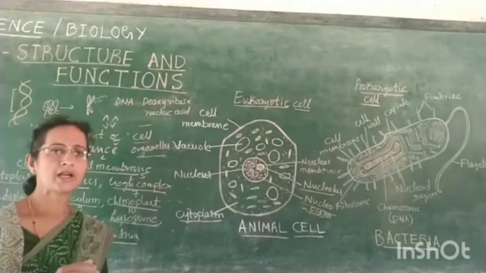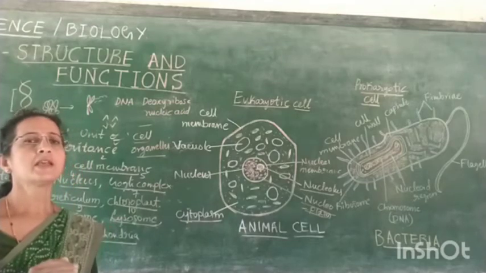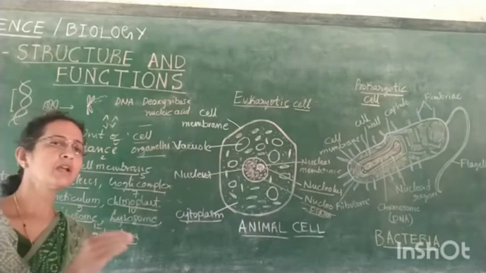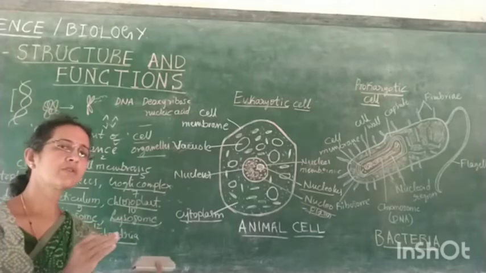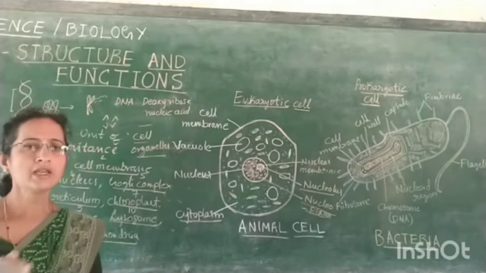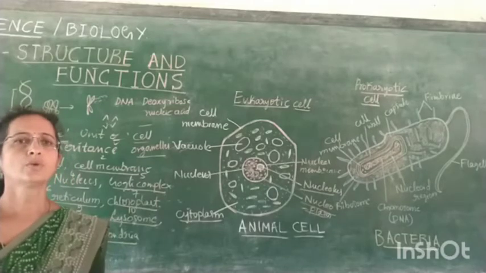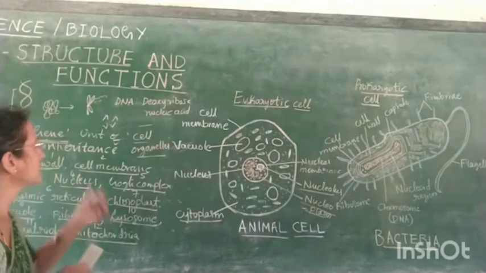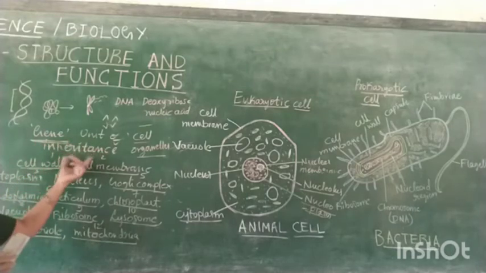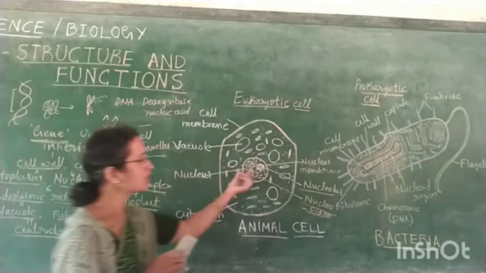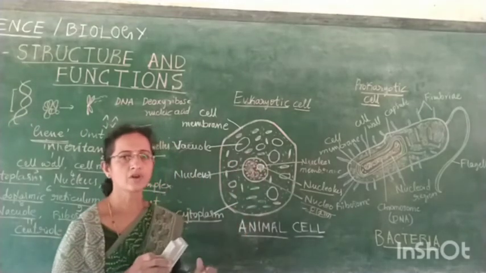You are all born to your parents, and people say that you are looking similar to your parent. So whatever characters are present in your father or mother will be transferred to you. By means of these structures, which are called genes, the unit of inheritance. See how these genes present inside the nucleus get transferred.